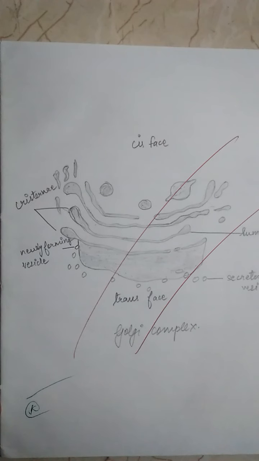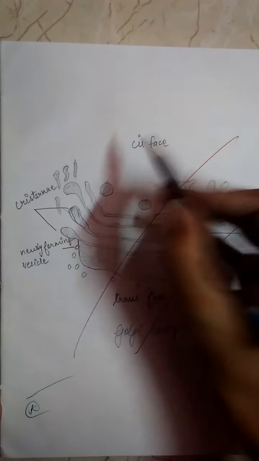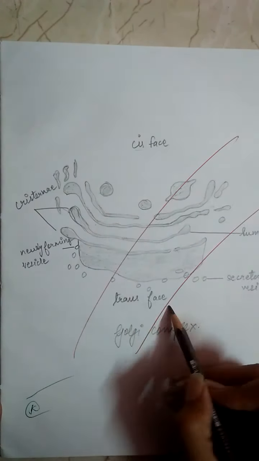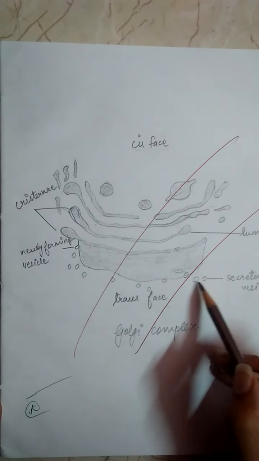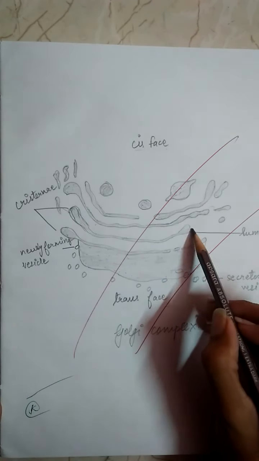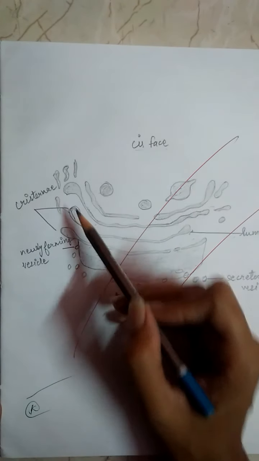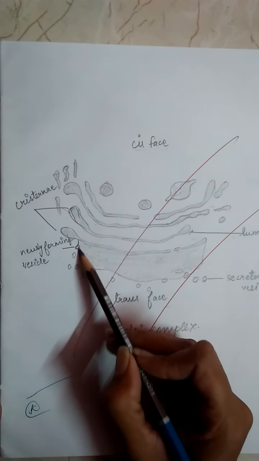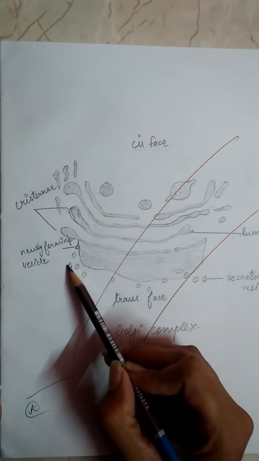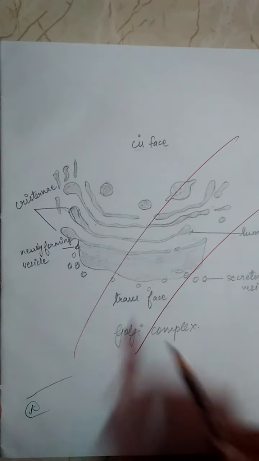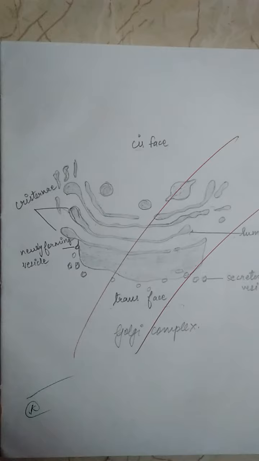In the next topic, we will see about lysosomes. Please write the summary of Golgi apparatus and draw this diagram. It shows the cis face and trans face. These are secretory vesicles and the lumen. This space is the lumen, these are cisternae, and these are forming new vesicles like this. And this is the trans face. Thank you.